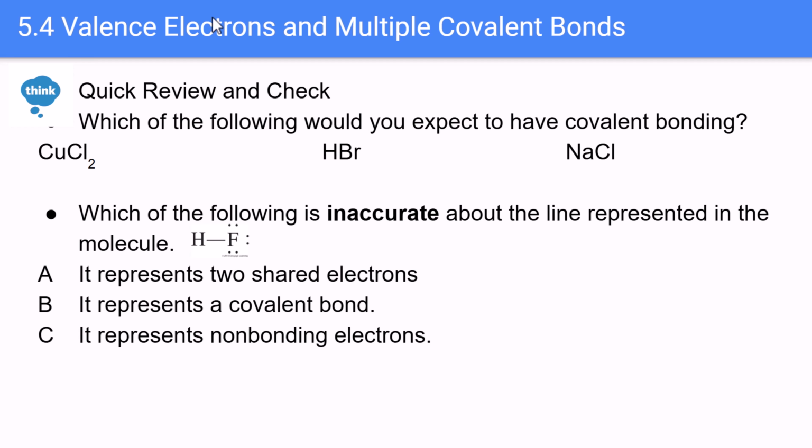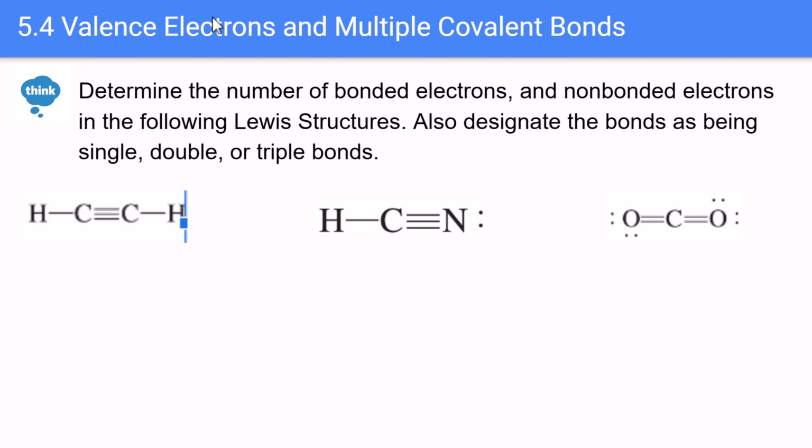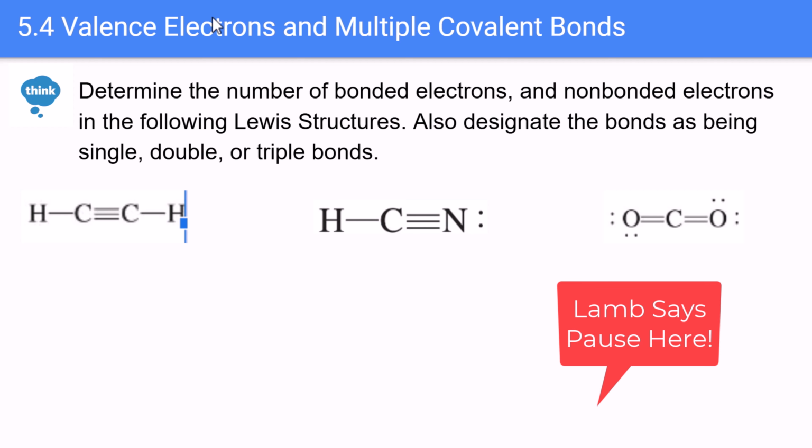So the incorrect answer there is C. It represents non-bonding electrons. I'd also like you to take a moment here and determine the number of bonded electrons and non-bonded electrons in the following Lewis structures and designate the bonds as being either single, double, or triple bonds. So again, look at the number of lines that are present there. Remember that each line represents a pair of electrons, and we will come back and talk about them in just a moment.